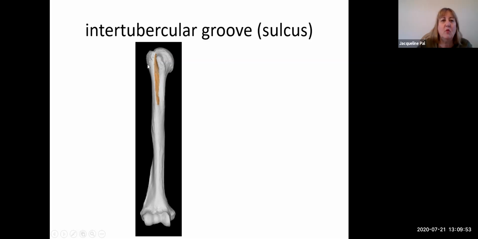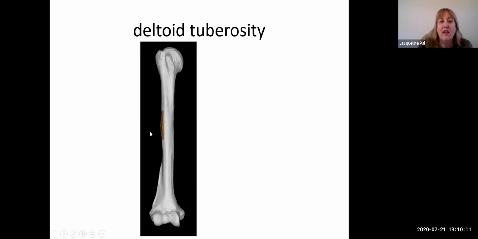From here, we're going to go almost halfway down the lateral aspect. If the head of the humerus is medial, that makes the greater tubercle lateral. So stay on the lateral edge and continue down between a third and halfway down, and there is this bump, this thickening of the bone, known as the deltoid tuberosity, because it's in this location that the deltoid muscle is going to be attaching to the humerus.